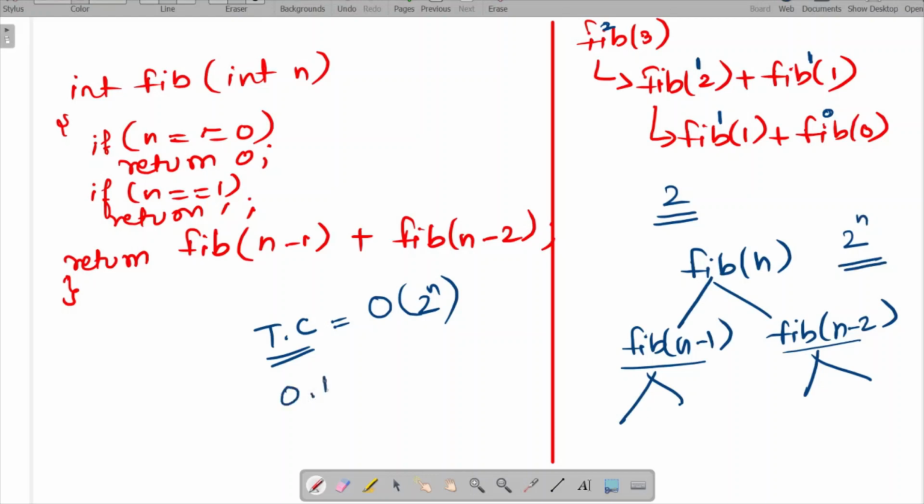And the space complexity in this case will simply be big O of n, because in the function calls we are making, the function call stack will have n values in it. So the space complexity will be big O of n. So this is how we can calculate the nth Fibonacci number. Now let's see the code for this problem.